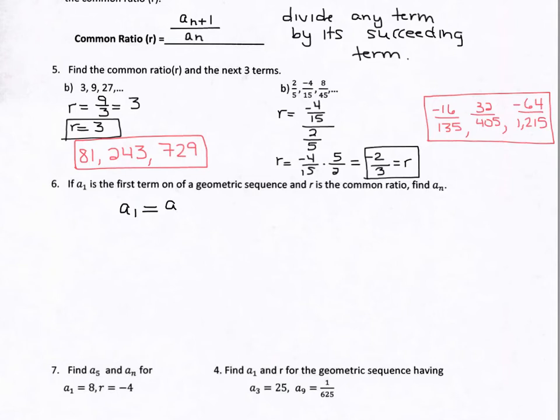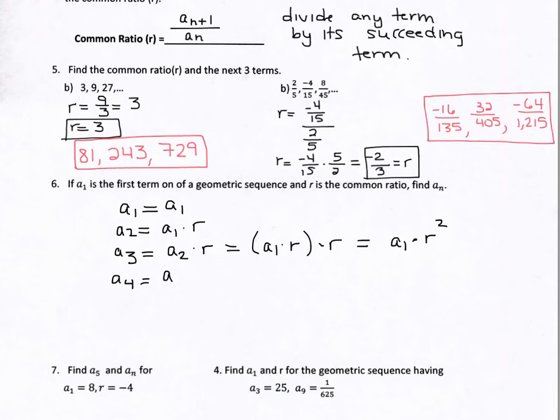A sub 1 is just a sub 1. A sub 2 we know is our a sub 1 times r. A sub 3 is a sub 2 times r. And through substitution, we know that a sub 2 was a sub 1 times r. So that's our a sub 2 times r, which can be simplified into a sub 1 times r to the 2nd. A sub 4, this just goes on and on. We know is our a sub 3 times r. And by substitution, we know a sub 3 is a sub 1 times r to the 2nd. And then times our r gives us a sub 1 times r to the 3rd.